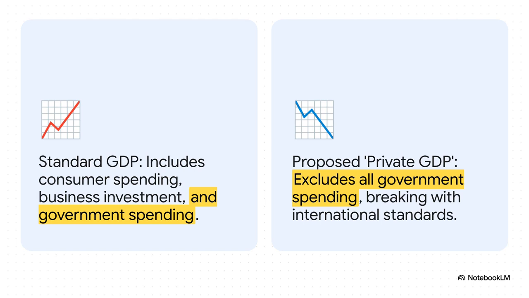Just think about that proposed change to GDP. The standard way to calculate it, the way everyone does it around the world, includes government spending as part of the economy. But a new proposal suggested creating a headline number called private GDP that just takes all government spending out. Now, this would totally break from global standards and could, for instance, make a recession look a lot better than it is, because government spending often goes up to help fight a downturn.